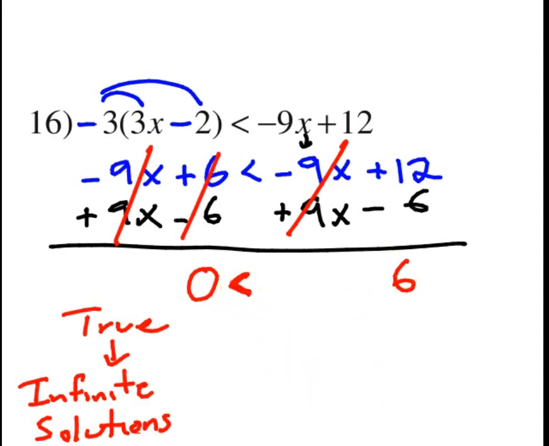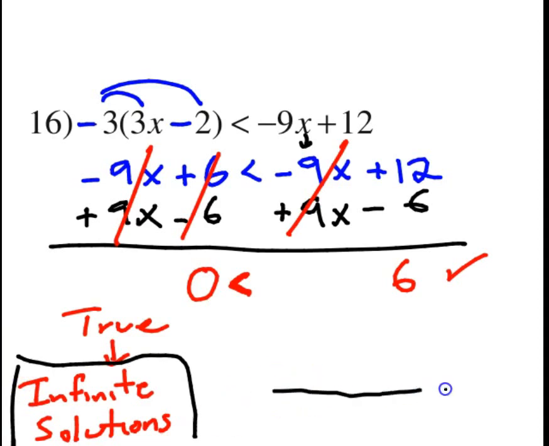So that's the other side of this. But this is definitely a true statement. 0 is smaller than 6. So we have infinite solutions. So this would be the answer, infinite solutions. Write that out. Okay. If you had to actually graph that, let's say you had a number line, the graph would actually be everything on the number line because it's all the numbers. That's what a graph would look like for infinite solutions.